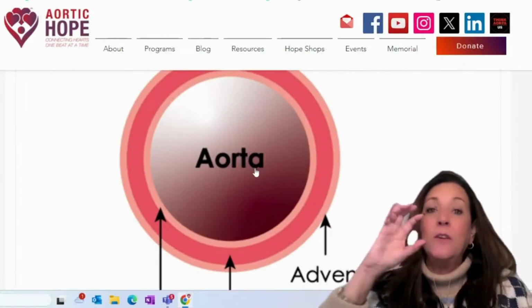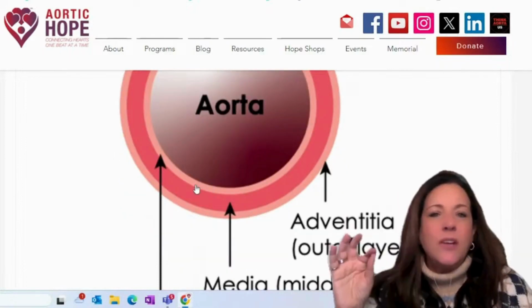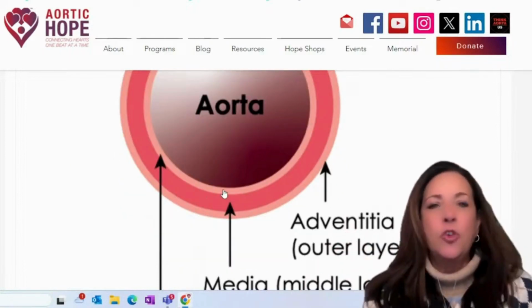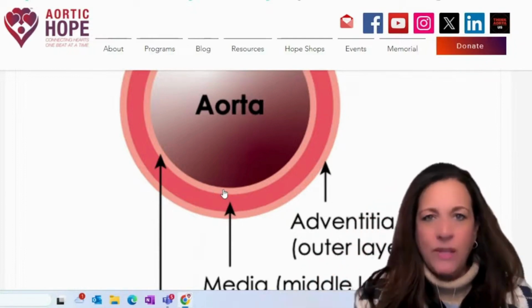This would be looking in the tube of the aorta. This is it. We're looking down. And what you see here is this aorta, this incredible major highway of our body, the lifeline of our body, only has 3 layers.